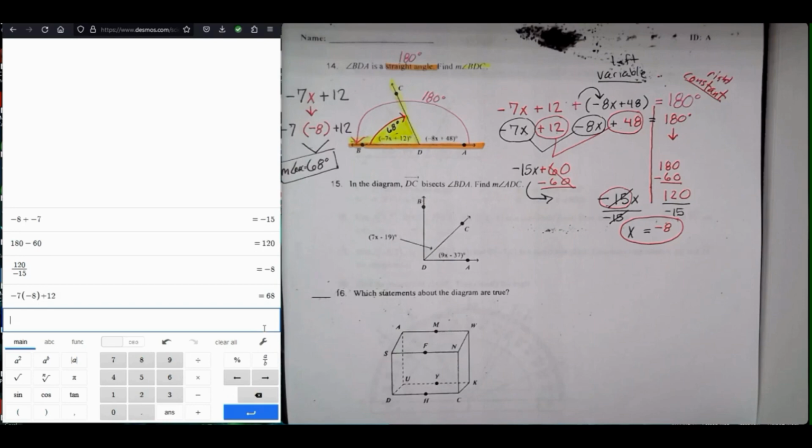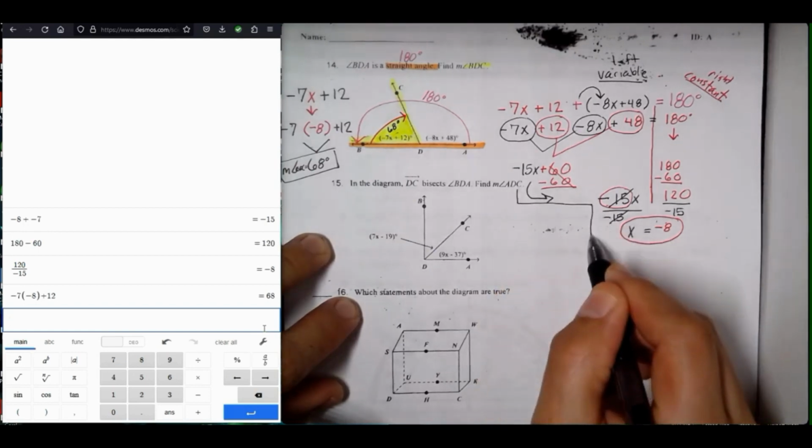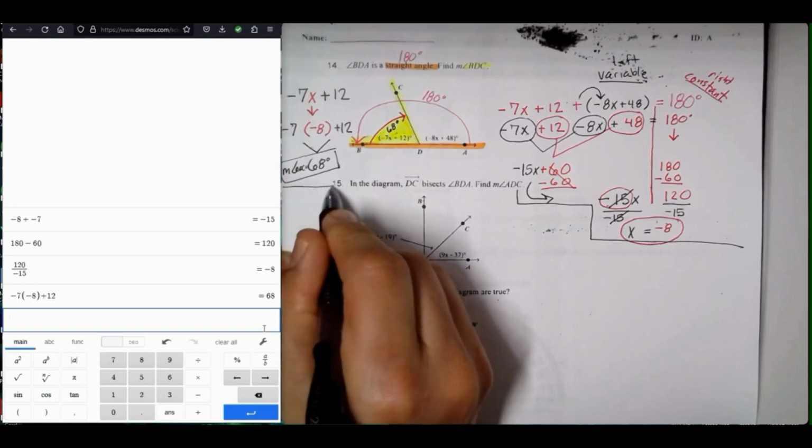Alright, let's go ahead and do the next problem. I am going to go ahead and just block this off real quick in case we need to use some space to do some more calculations, so we don't get confused about what belongs to what.